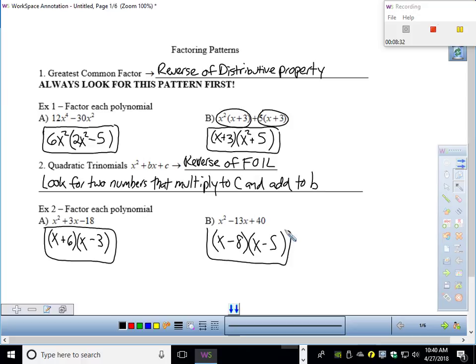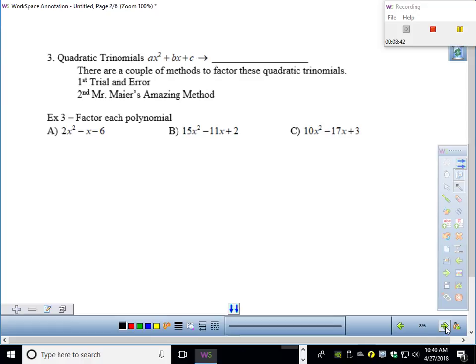By the way, order doesn't matter here, so if you happen to have written x minus 5 and x minus 8, same thing, of course. All right, that is pattern 2. The question, though, is can you do pattern 3? So pattern 3 just takes it up a notch.